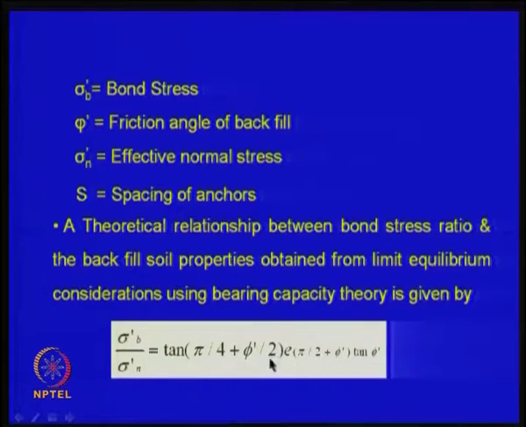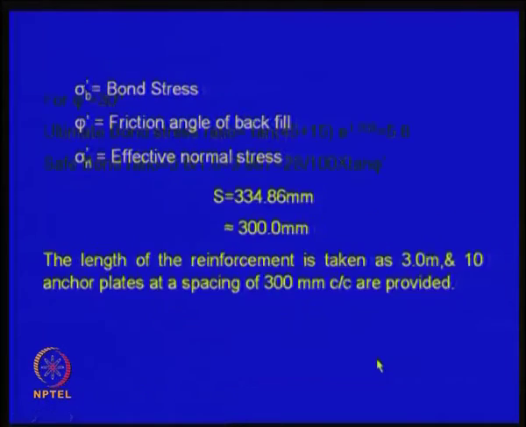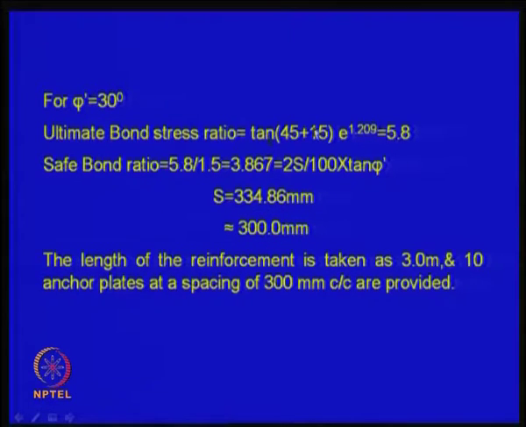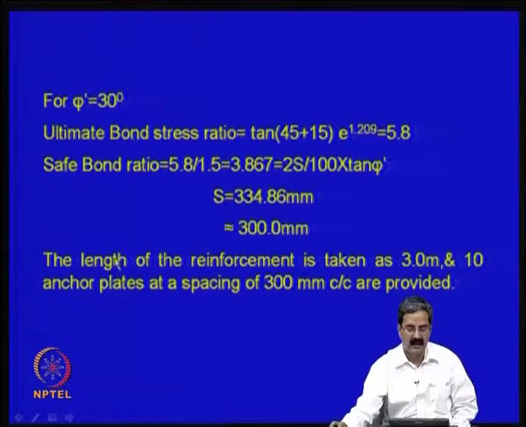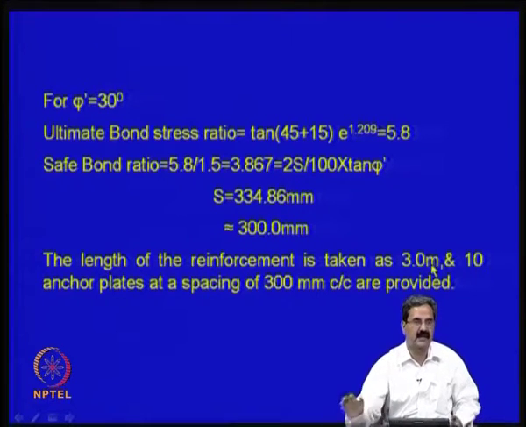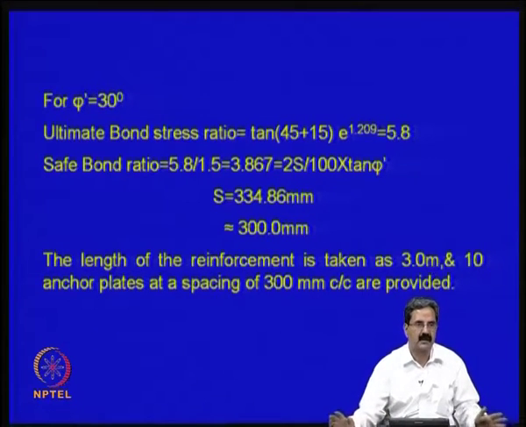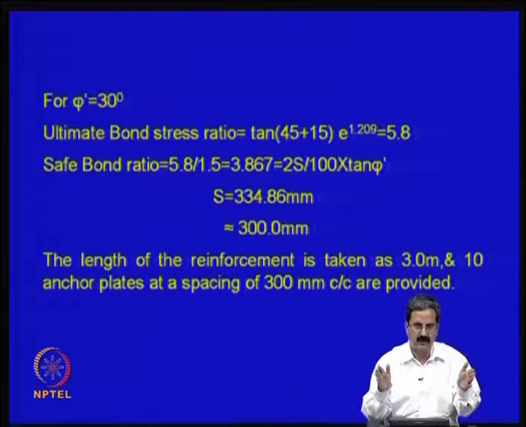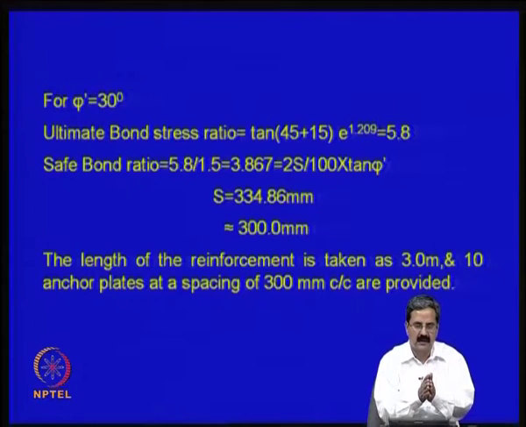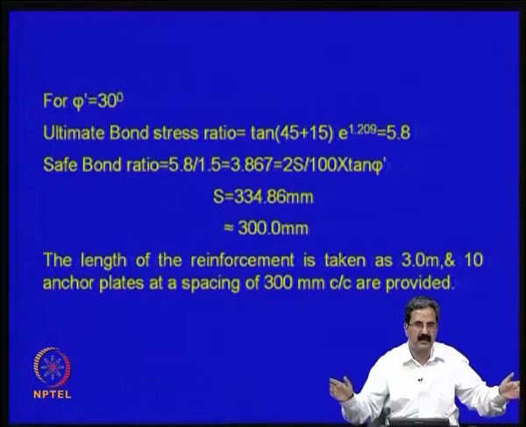So, you will have this expression, and then once you use the friction angle of the soil, say phi equal to 30, you will get the ultimate bond stress ratio and have some factors there, and you just put some numbers here. What happens is that you will get an idea that the length of the reinforcement is taken as 3 meters, instead of earlier where I had taken much bigger, 3.87 or something. Now, I will just take B equal to 1.5, and its total length is 3 meters only.